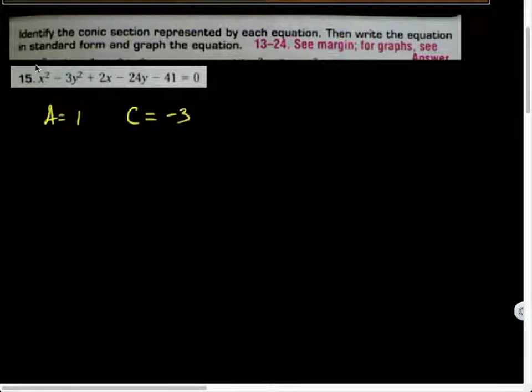So you can see that A is the 1, the coefficient of the x squared term. C is the coefficient of the y squared term. They are different, so that means it's not a circle. They have different signs, so that means it must be a hyperbola. Because they have different signs, and that's really all there was.